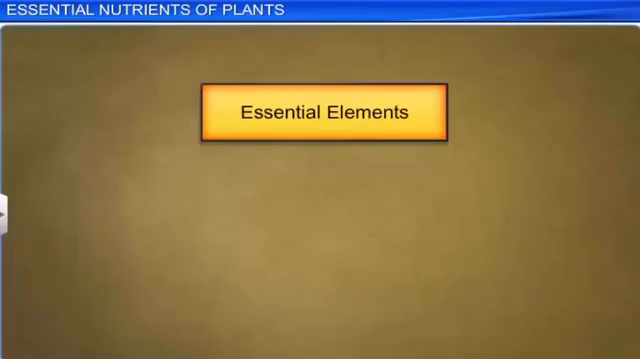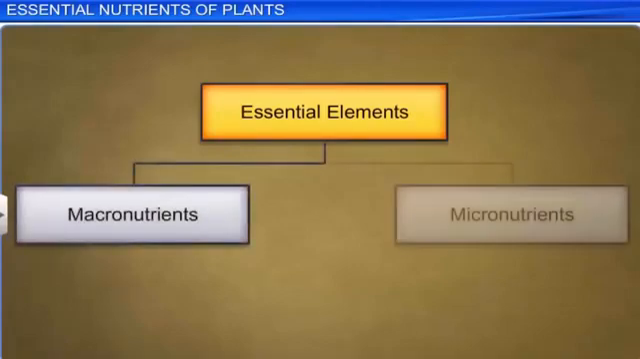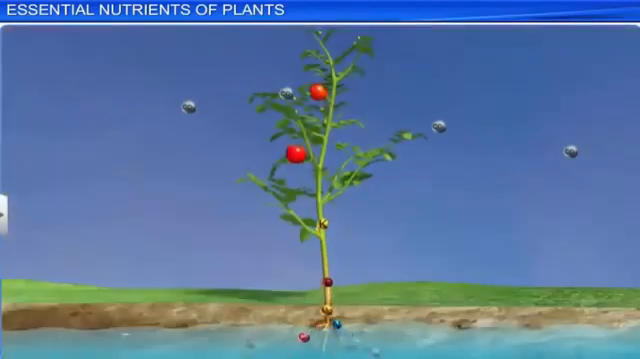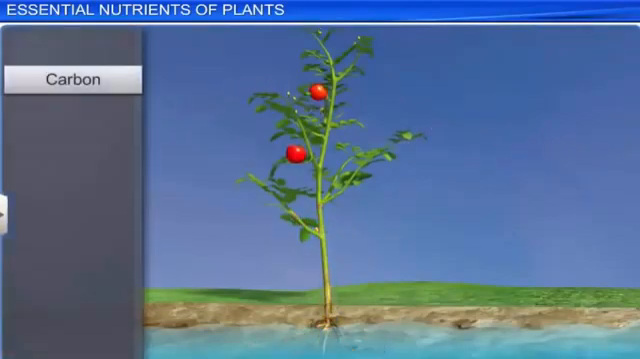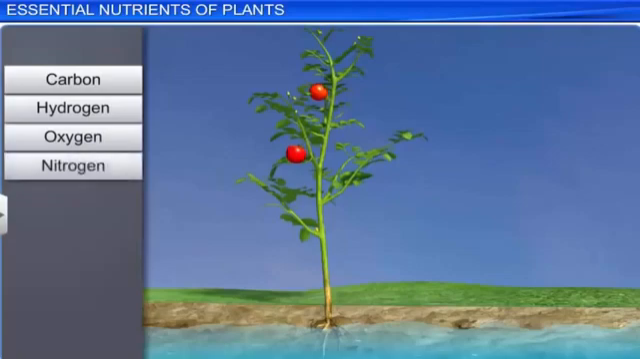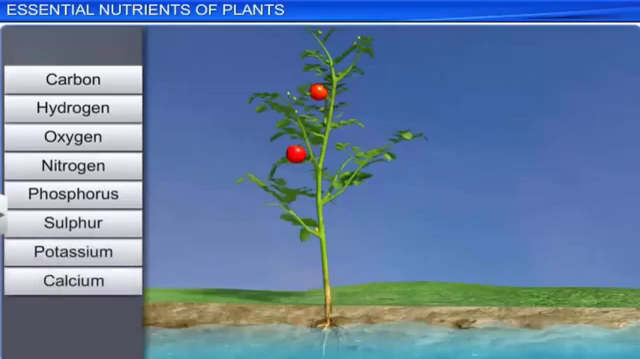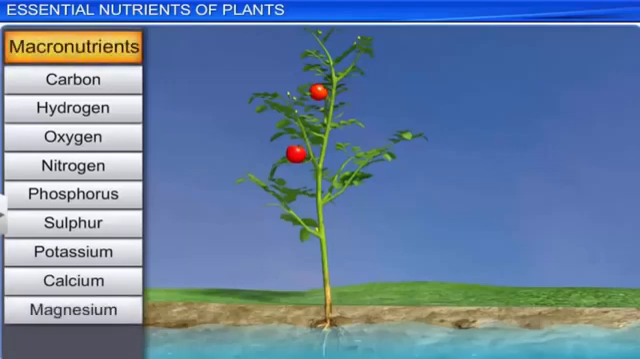Based on the above criteria, the essential elements are further divided into macronutrients and micronutrients. The elements that are required by a plant in large amounts are called macronutrients. Carbon, hydrogen, oxygen, nitrogen, phosphorus, sulfur, potassium, calcium, and magnesium are macronutrients.